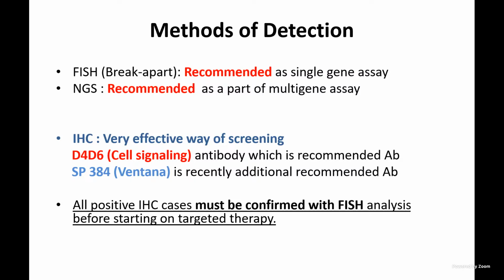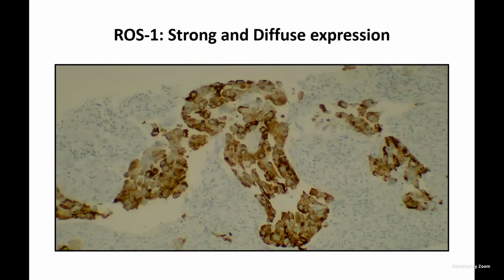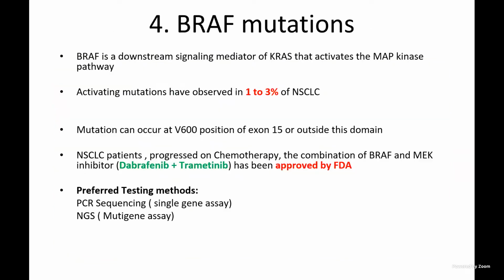But the bottom line is that all the positive immunohistochemistry cases must be confirmed with FISH analysis before starting targeted therapy. So unlike ALK, where IHC is confirmatory, for ROS1, immunohistochemistry is for screening, not confirmatory. So this was a case showing a micropapillary pattern of growth and showed strong, diffuse ROS1 expression, which was subsequently confirmed on FISH.